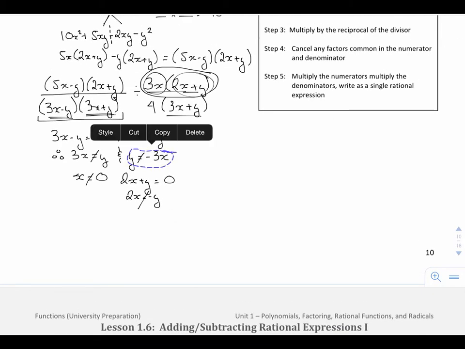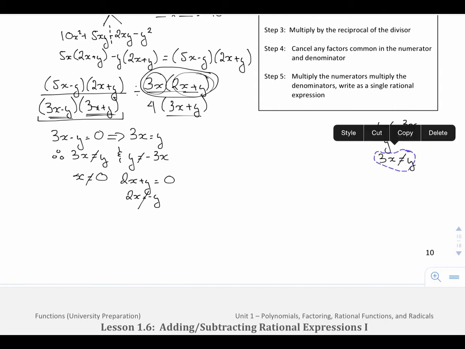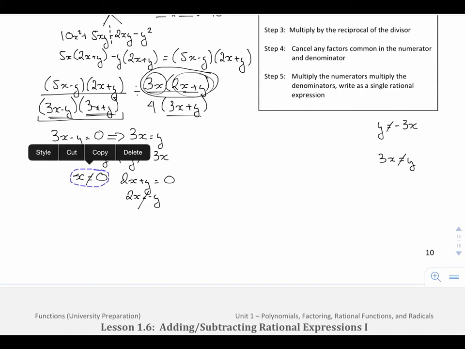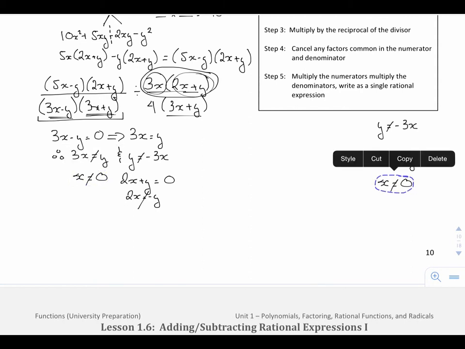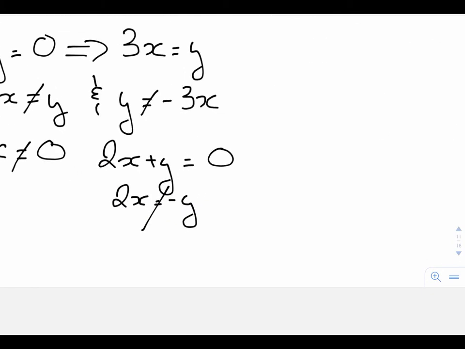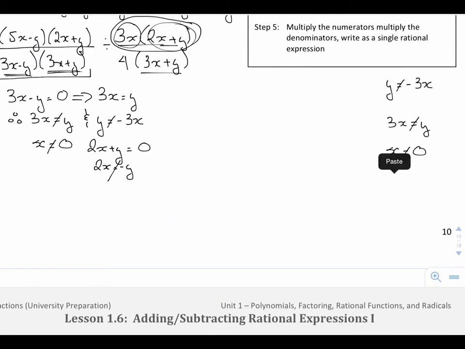So here's one. I'm going to copy that and paste it here. My other one is y is not equal to 3x. So I'll take that, copy it, and put it here. And then I have x not equal to 0. So I'll copy this as well and paste it over here. And then I have 2x is not equal to negative y. So I will copy that as well. Let me zoom in. Copy this and place it over here again. So those are all my restrictions.